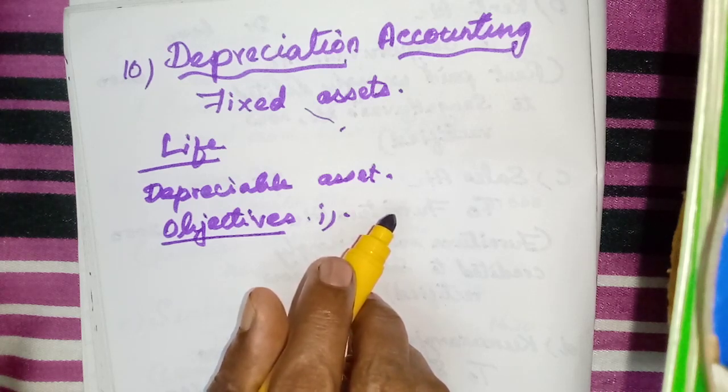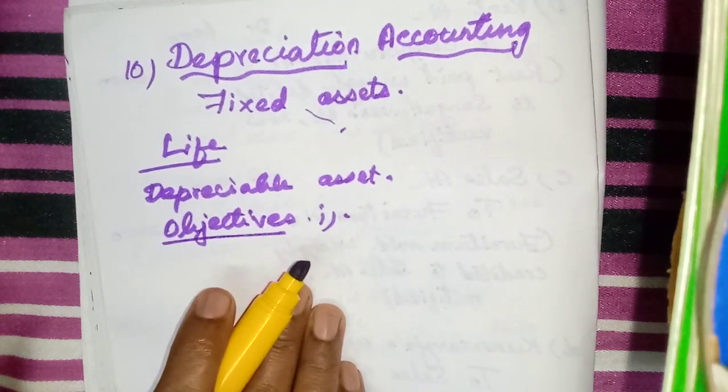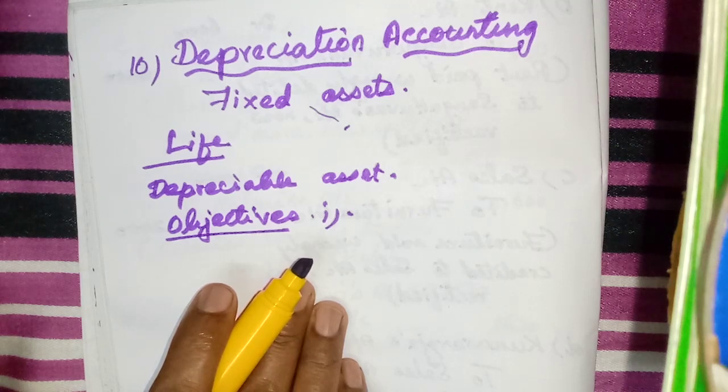Okay, then for tax benefits also, because if they do not show the depreciation, the profit will be more, so they have to pay more tax. That is why for the tax benefit also we need to calculate depreciation.